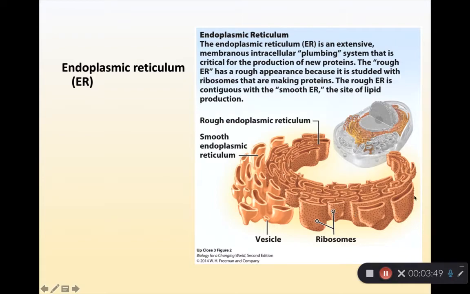The next organelle that I want to talk about is the endoplasmic reticulum. Now, there are two types of endoplasmic reticulum: the rough and the smooth. And the rough contains again these ribosomes, which are going to be important for encoding new proteins.